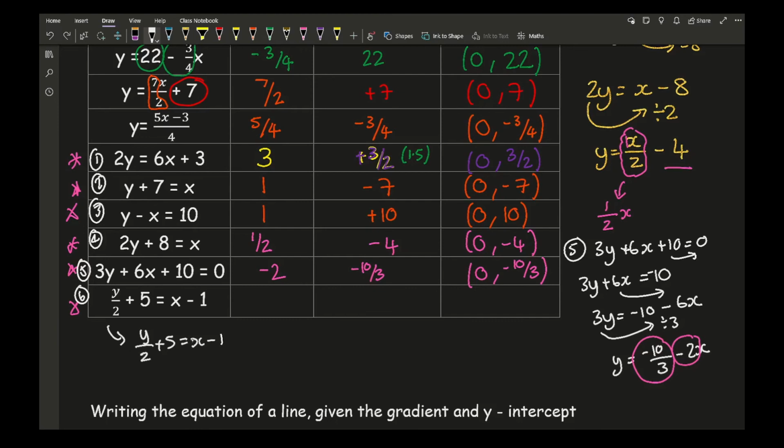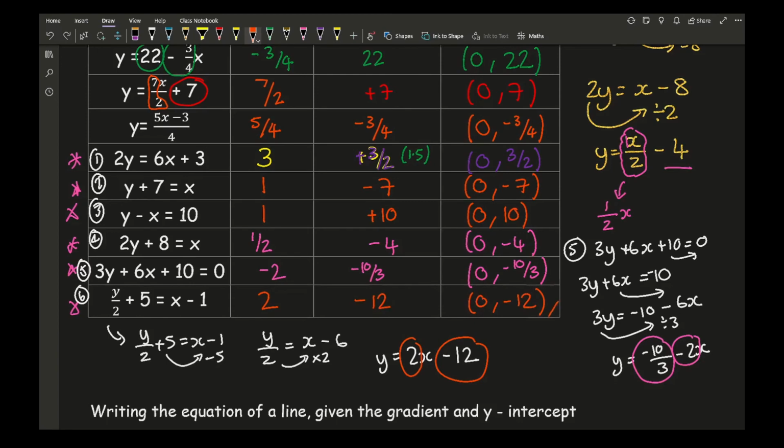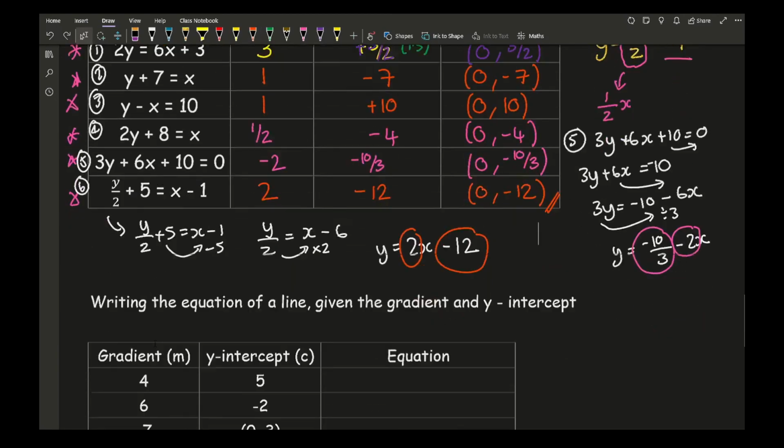So looking at the next one, I want to get rid of this plus 5, so I do that by taking away 5. So what I've got is y over 2 equals x minus 6. And then I need to get rid of this divide by 2. How do I do that? Well, I multiply everything by 2, giving me y equals 2x minus 12. So from this, I've got a gradient of 2, and I've got a y-intercept of minus 12, giving me a coordinate of 0, minus 12. And there is my final answer.